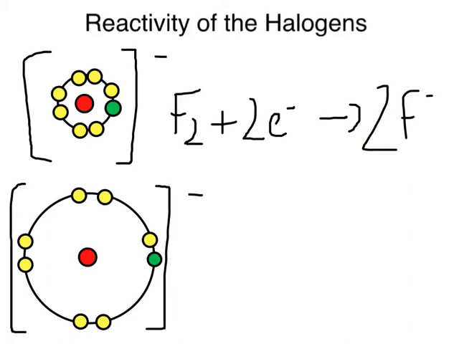Now, in terms of oxidation and reduction, what we've done is the fluorine here has gained electrons. If we follow OIL RIG, oxidation is loss, reduction is gain. The electrons have been gained, so the fluorine is reduced.